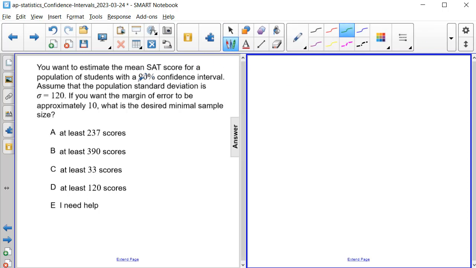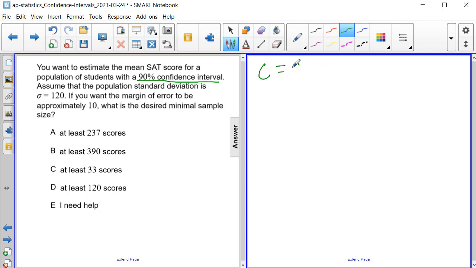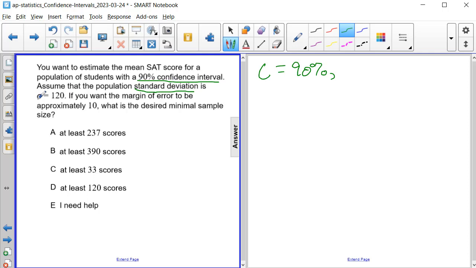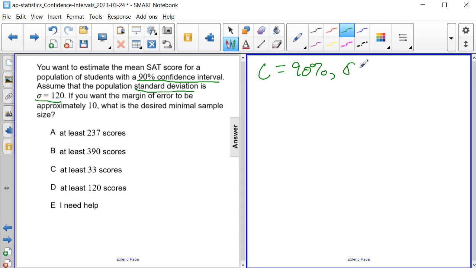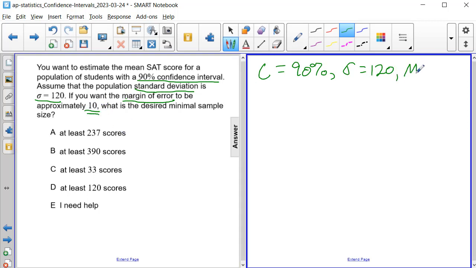Well, the key pieces of information that we have here are that we are looking for a 90% confidence interval. That means that our confidence level is 90%. We're also told that the standard deviation is lowercase sigma, which is equal to 120. And we're also told that the margin of error is about 10. So we know that the margin of error is equal to 10, and we have to determine the desired sample size. So n is what we're looking for in this problem.